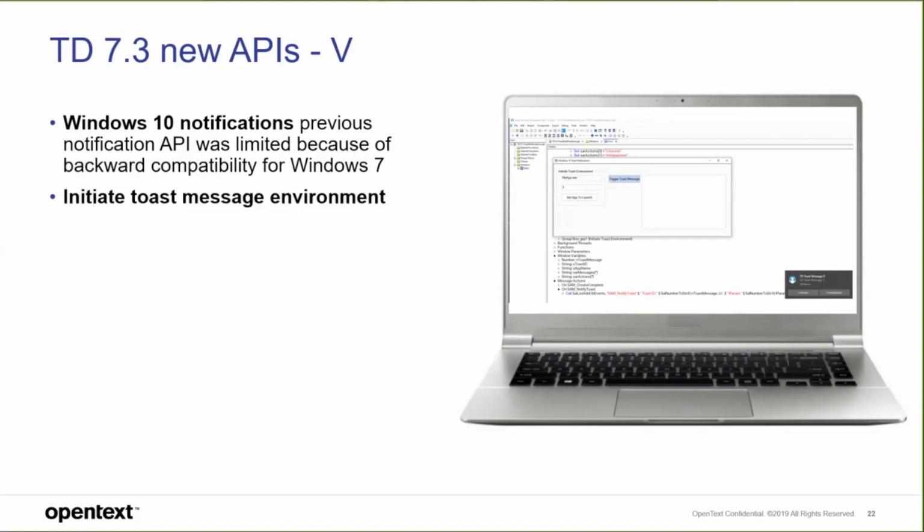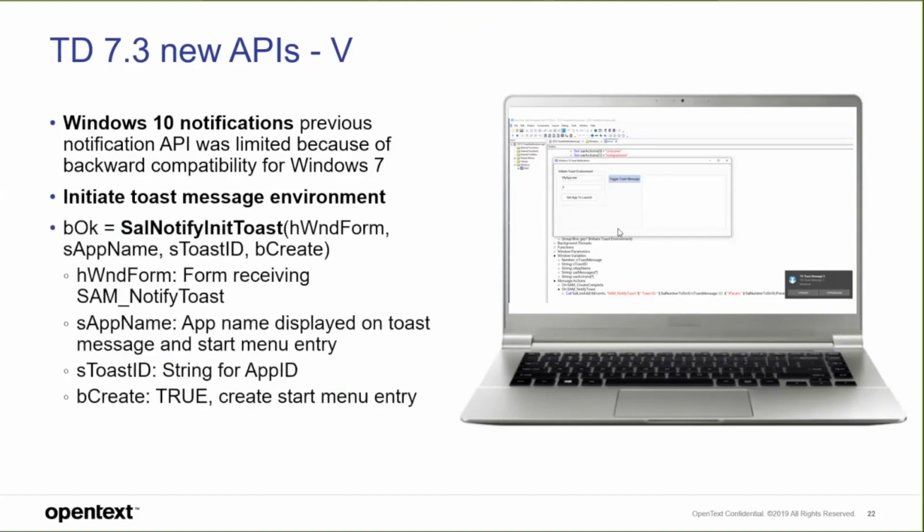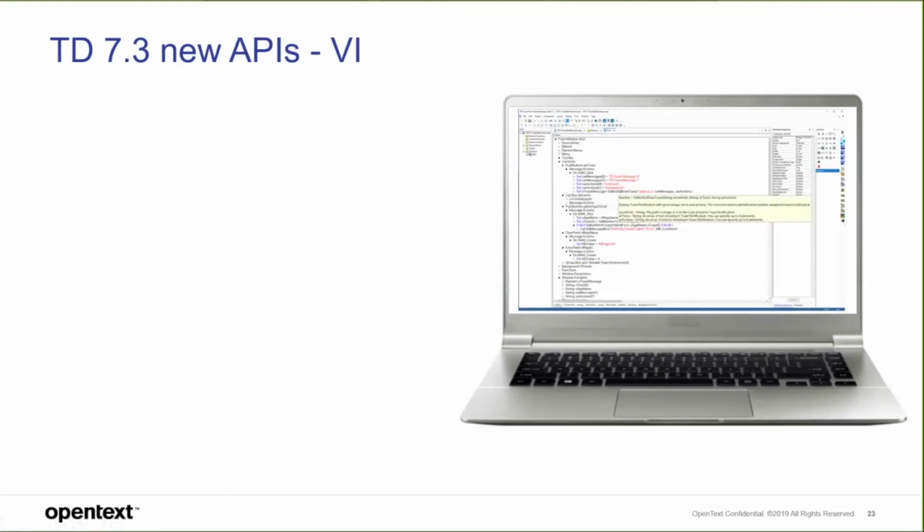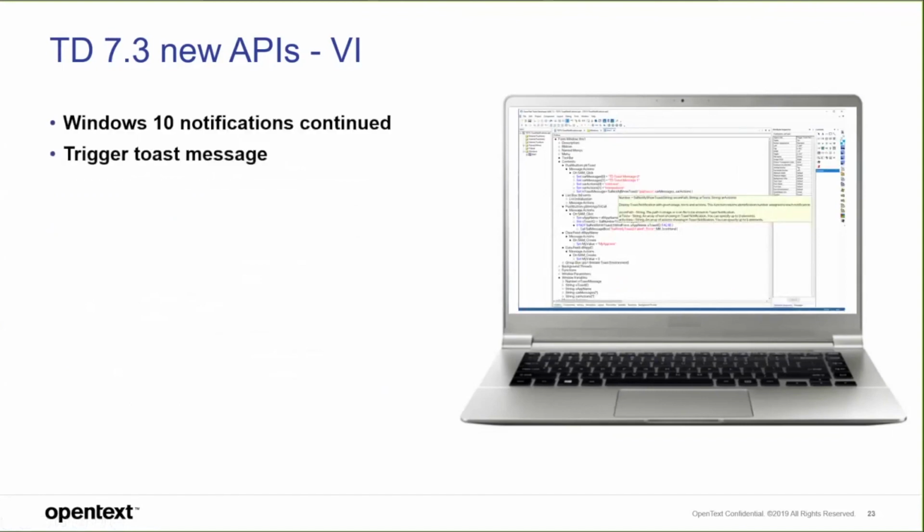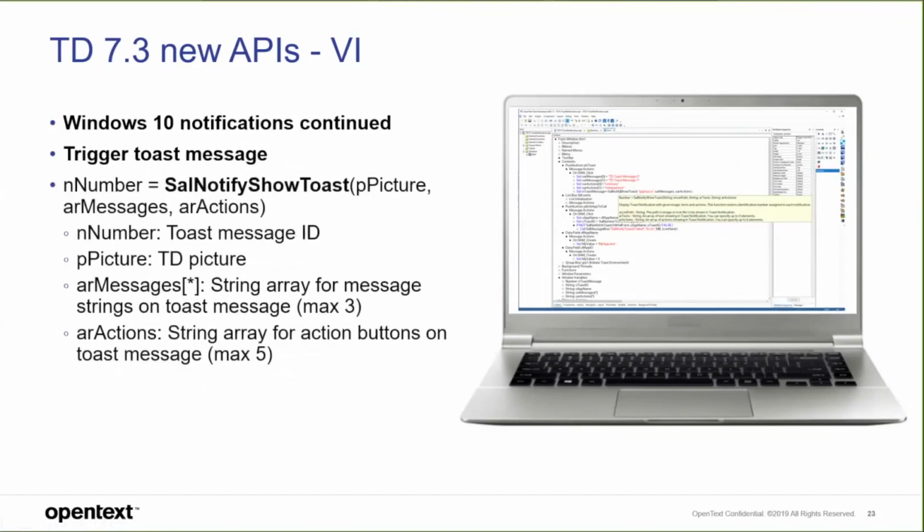So there's basically two calls. One is to initiate the toast message environment, which is SalNotifyInitToast. And with that, you basically tell the system, this is the application, there's a toast ID, things that set the environment. And once that is done, then you can trigger a toast message, and you have that function here. SalNotifyShowToast. You have a picture, an array of messages, and these messages, I think, can be up to 3 messages that can be displayed, and an array of actions.